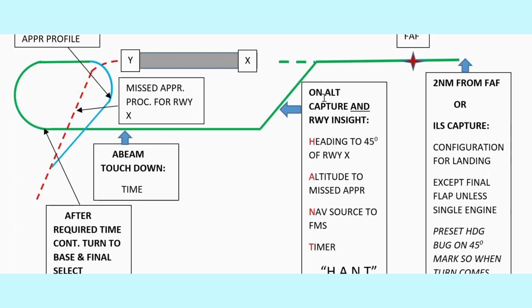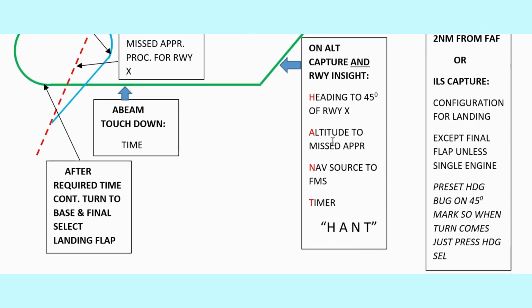So a couple of things you'll do here is that you're going to go heading select, you'll set the altitude to the missed approach altitude, and then your nav source will go to FMS mode if you're coming in on blue needles. That is, if you're doing a localizer approach, for example, or ILS, and then you had to break off for some reason, then your nav source should go into FMS mode because you have to follow all this procedure in LNAV. And the next thing you'll do, you'll start timing.